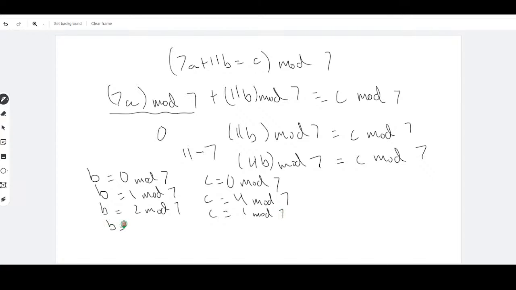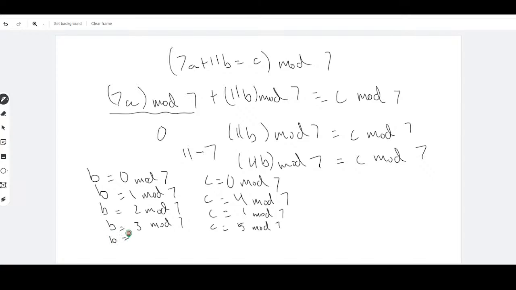Okay, so now if B was 3 mod 7, we would have 12 mod 7 equal to C mod 7. And then we could reduce 12 mod 7 into 5 mod 7, right? Since 12 divided by 7 has a remainder of 5. That's saying that if B was 3 mod 7, then C would be 5 mod 7, right? So we can continue doing that for each of these. Basically we're figuring out, for each mod 7 of B, what mod 7 the C would have to be.